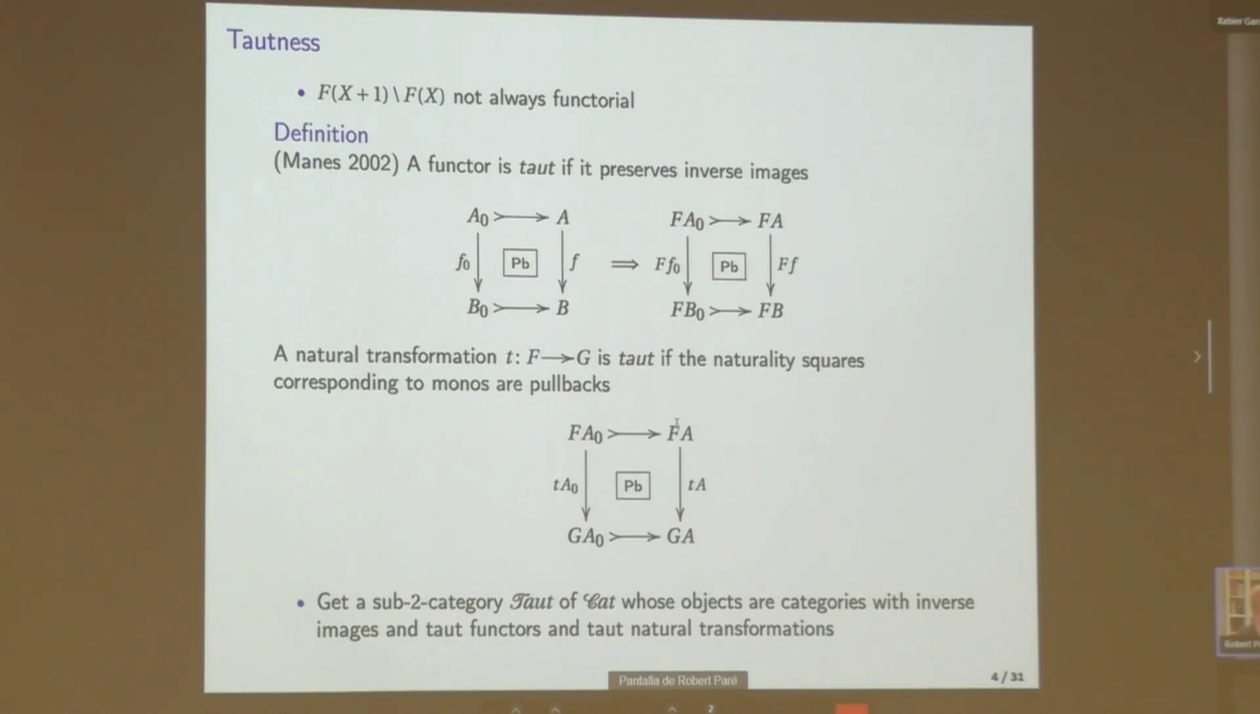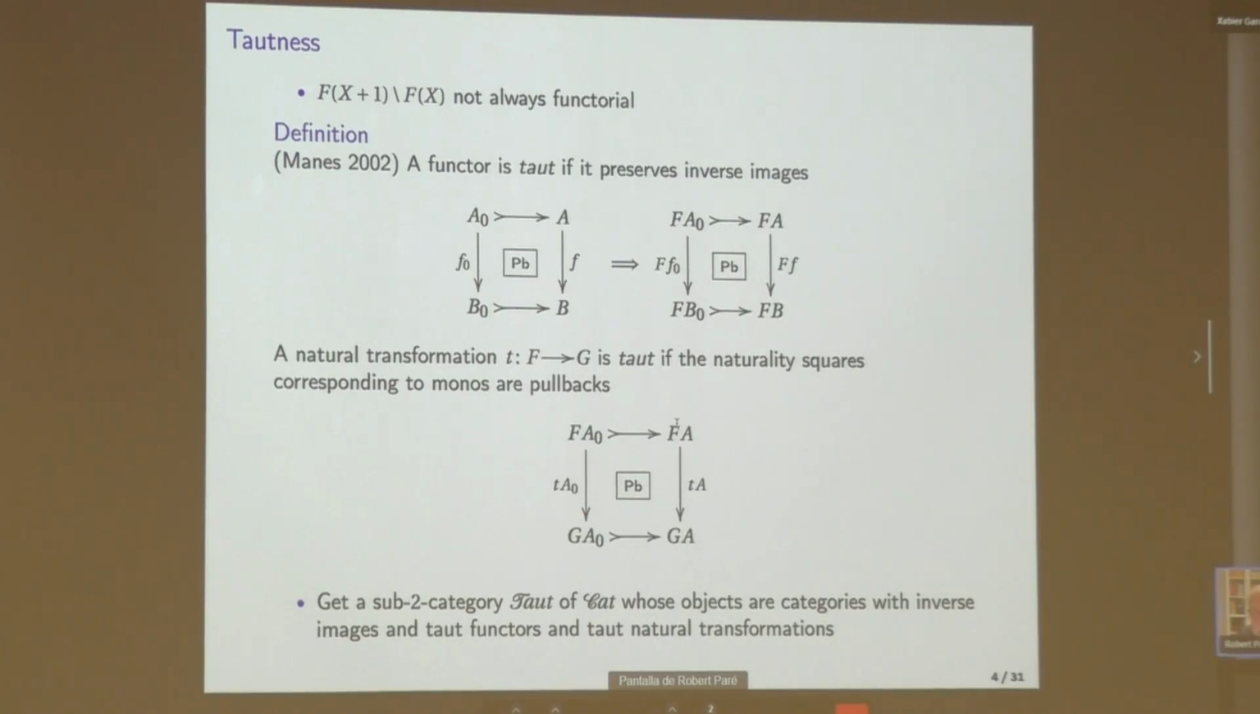So in this paper in 2002, where Ernie Manes studied top functors with regard to theoretical computer science, he defined a top functor to be one that preserves inverse images, by which he meant preserves pullbacks of monos along an arbitrary f. And a natural transformation is top if the naturality squares corresponding to monos are pullbacks as well.